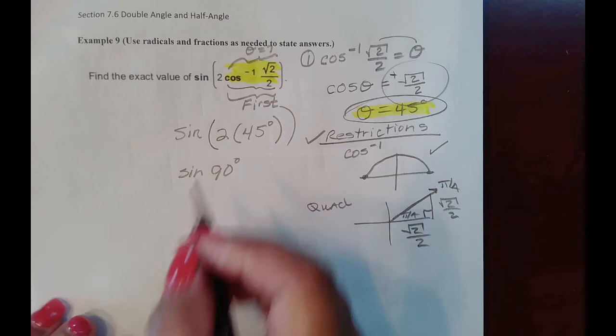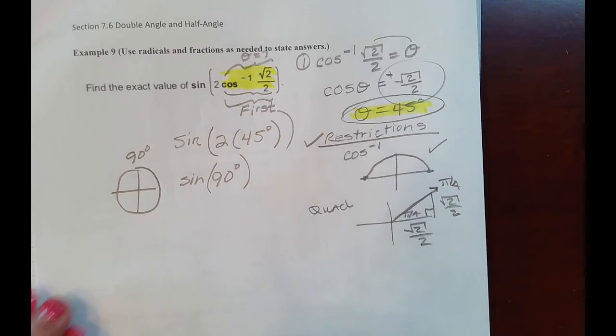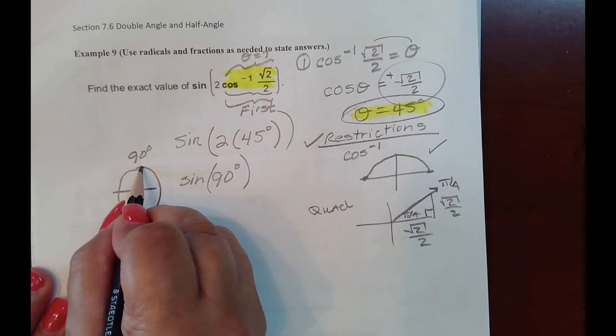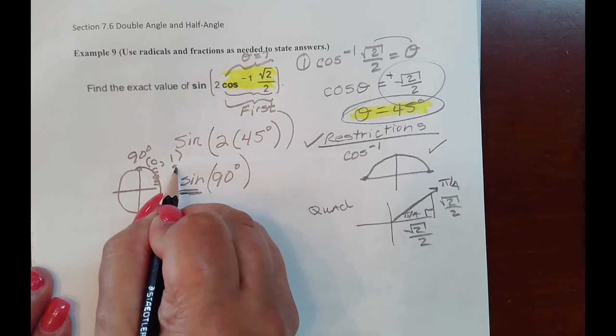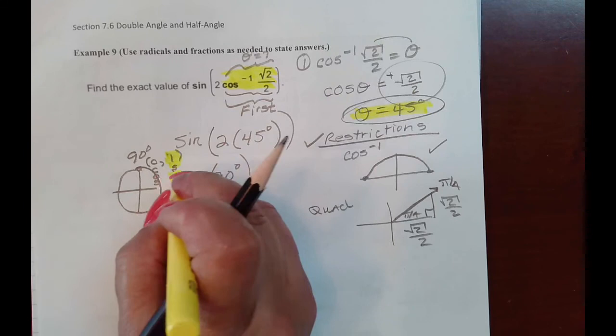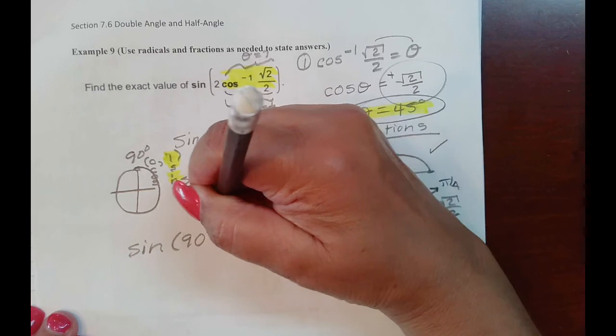So you want to know, at 90 degrees, what's the sine value? So the sine value is 1. Okay, that completes section 7.6.